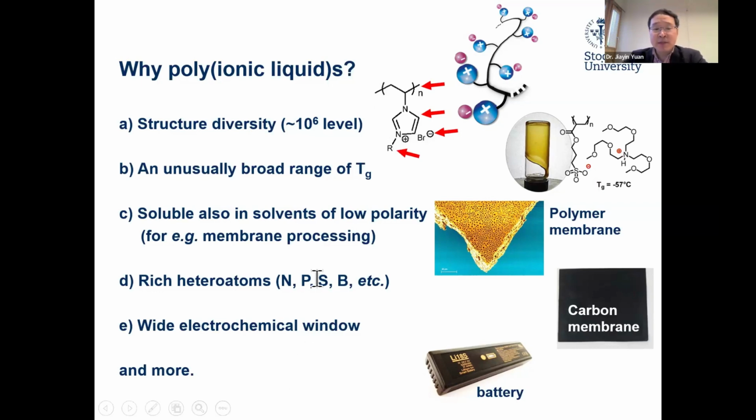Then the heteroatoms in the PIL structure allow us to make porous carbons doped with nitrogen or the other heteroatoms. And finally, the wide electrochemical window of PILs allows them to be used in quite some electrochemical devices with large potential window up to 4 or 5 volt. This increases quite a lot of the power.